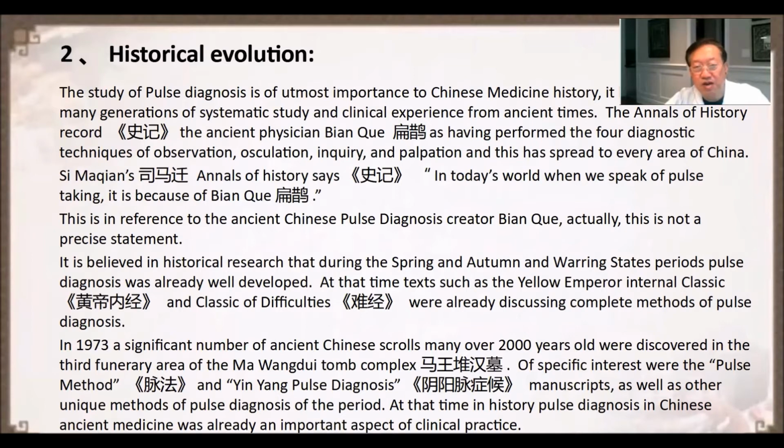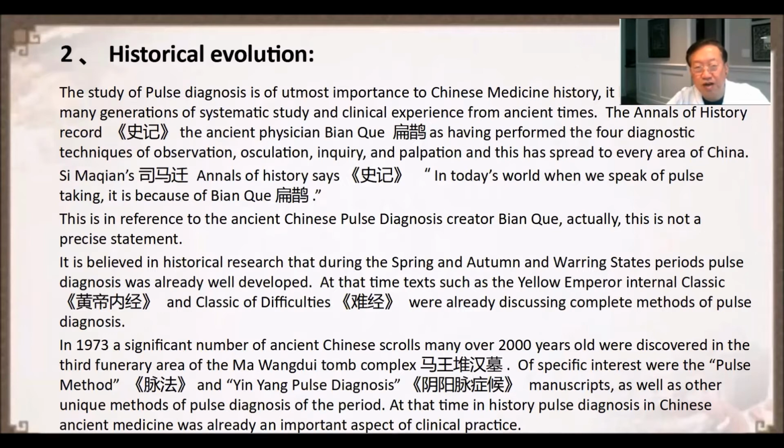It has undergone many generations of systemic study and clinical experience from ancient times. The Annals of History record, also called the Shiji, the ancient physician Bian performed the four diagnostic techniques of observation, auscultation, inquiry, and palpitation, and this has spread to every area of China. Sima Qian's Annals of History say, in today's world, when we speak of pulse taking, it's because of Bian.